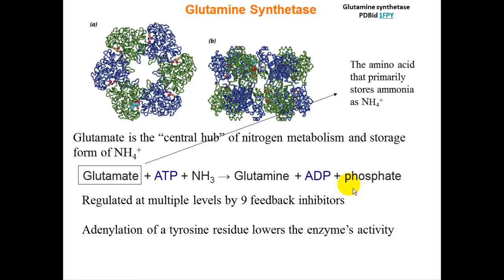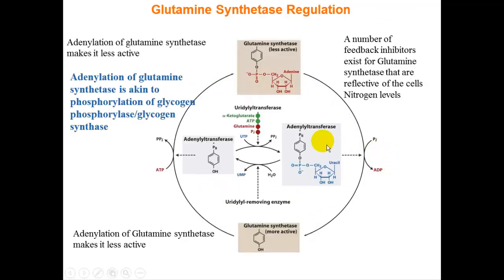So many different feedback inhibitors for this highly sensitive enzyme. It's regulated, as stated before, by adenylation, and it's regulated by up to 9 different feedback inhibitors. Now, the adenylation enzyme actually will adenylate a tyrosine residue and lower its activity. The actual adenylation of the enzyme glutamine synthetase itself is regulated. So alpha-ketoglutarate and ATP actually stimulate the enzyme that will adenylate glutamine synthetase and thus lower its activity.